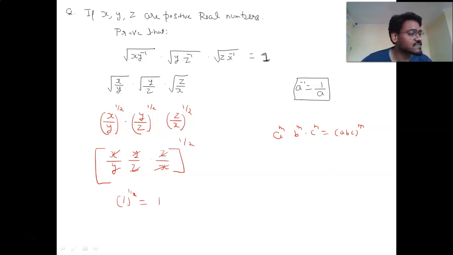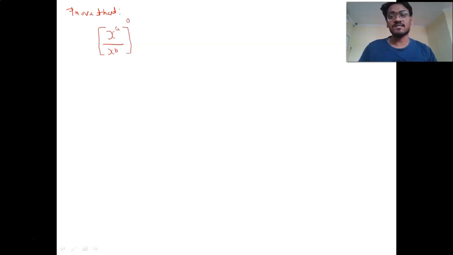Clear? So I guess this kind of question can also come. Let me take one more on this concept only, then we will see the next type of questions. For example, we have to prove the result. I am taking the same kind of question. Prove that: x raised to the power a upon x raised to the power b, and in the whole of this bracket the power is a plus b.